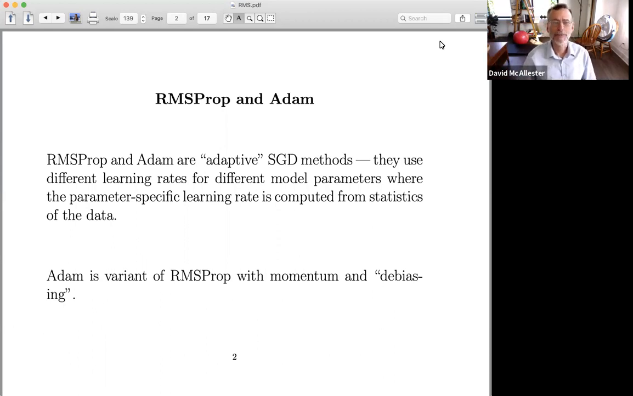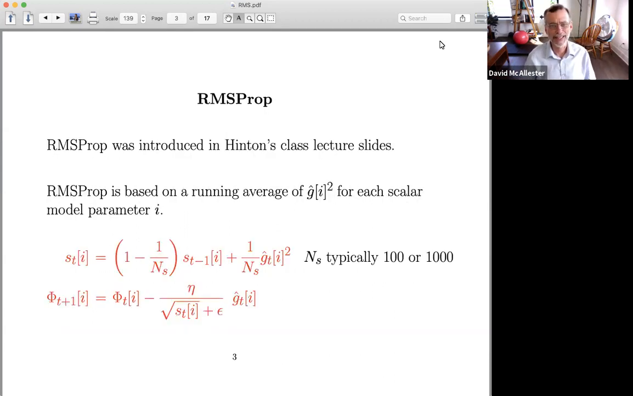ADAM is a variant of RMSProp. RMSProp is sort of the fundamental idea, and then ADAM provides a little bit more structure, and ADAM has become much more widely used than RMSProp. So I'm going to start by discussing RMSProp because it's really the fundamental idea.